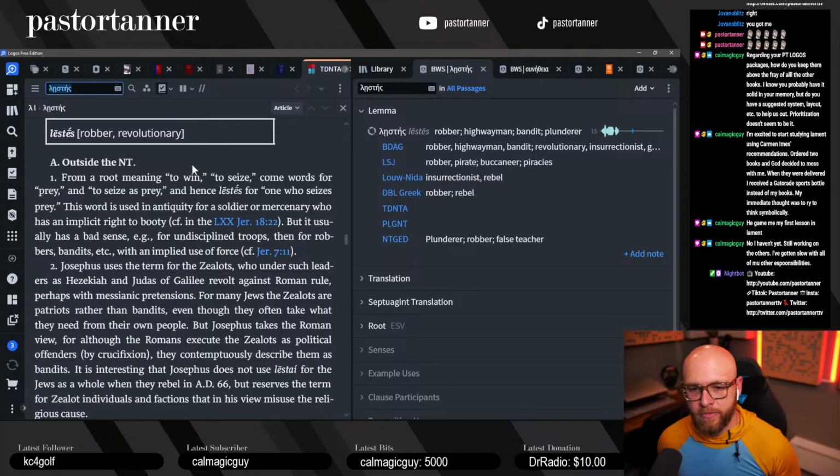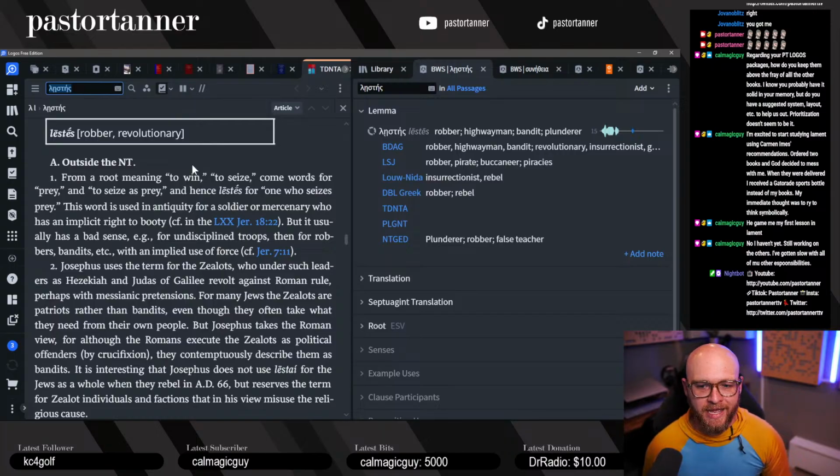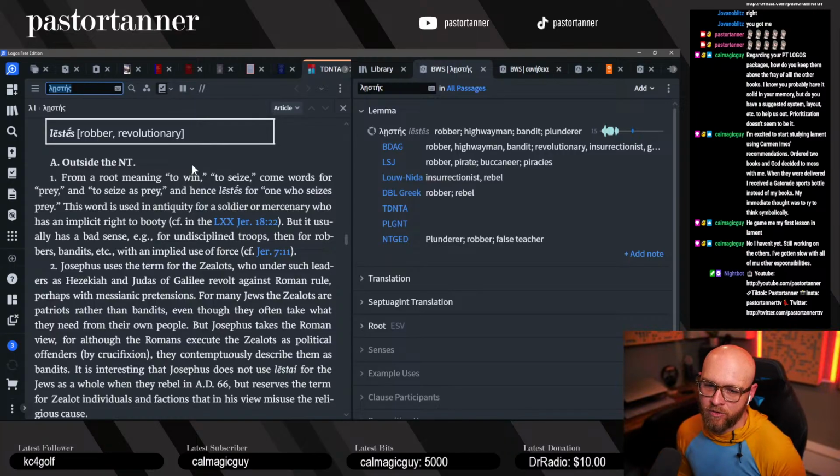It says, from the root meaning to win, to seize, come words for prey, and to seize is prey, and hence lestes for those who seize prey. The word is used in antiquity for a soldier or mercenary who has implicit right to booty, but it usually has a bad sense, e.g. for undisciplined troops.